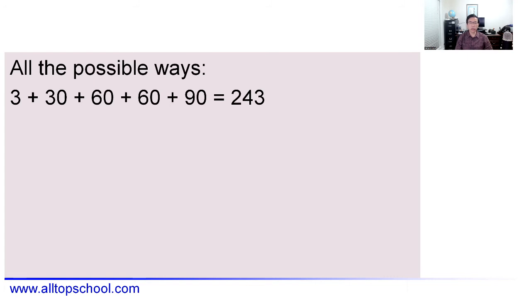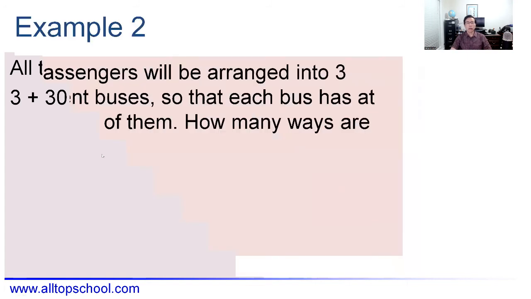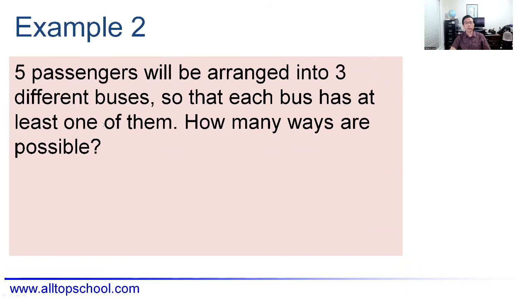So certainly I'm going to show you the second example. We're going to do it differently, using the 2 different methods. 5 passengers will be arranged into 3 different buses so that each bus has at least one of them. That means you cannot get a group of 0, or 2 groups only, or 1 group only. So they have to be split into 3 groups.